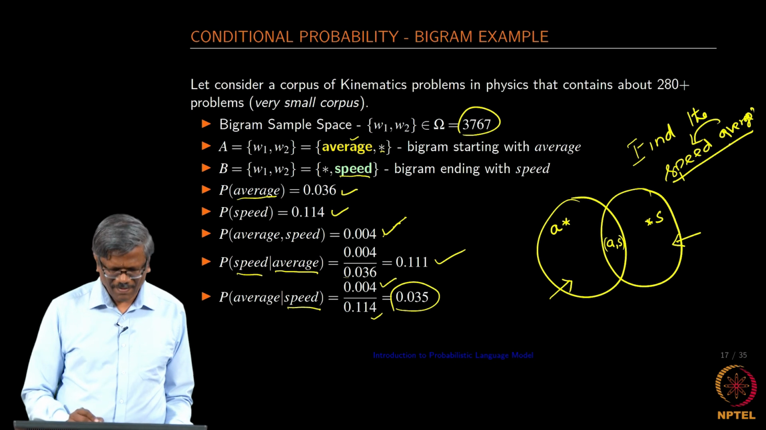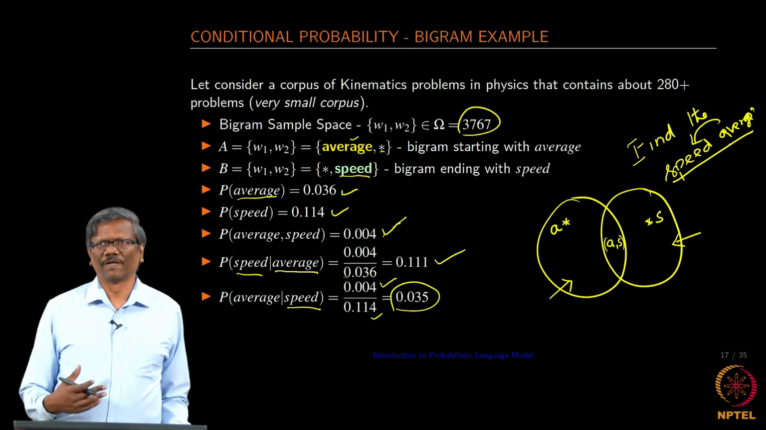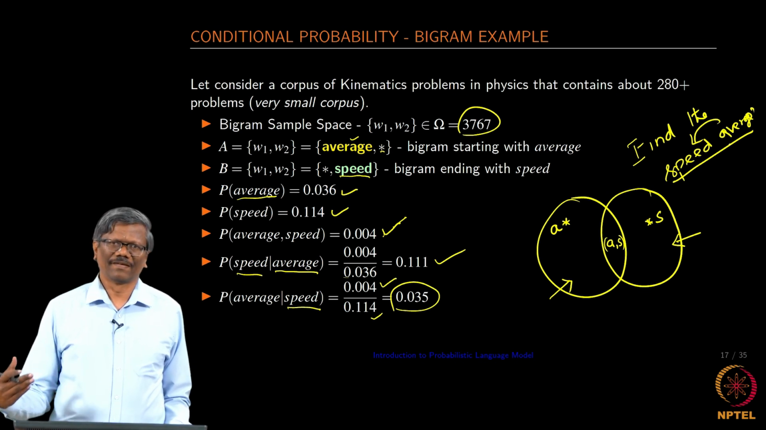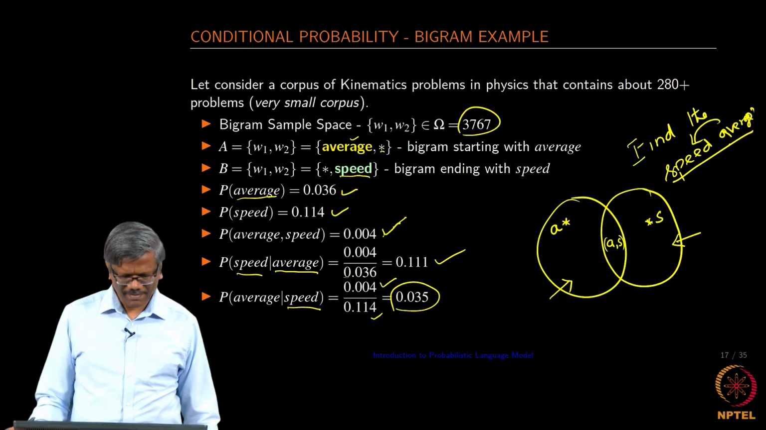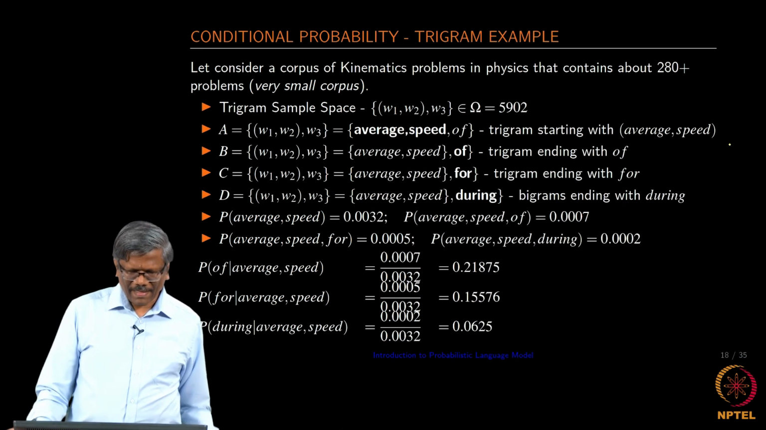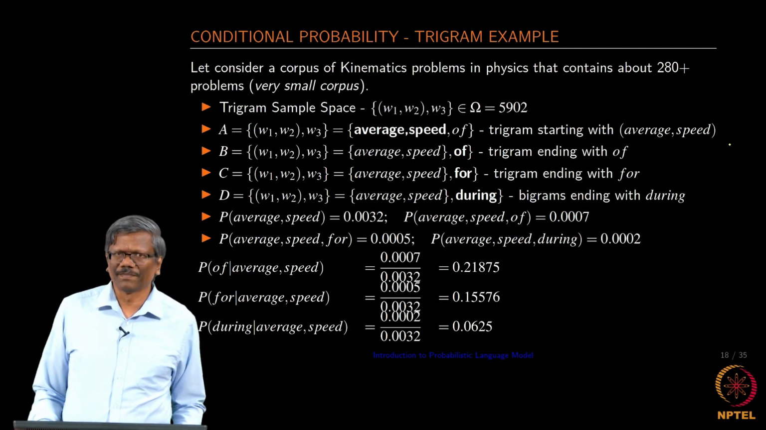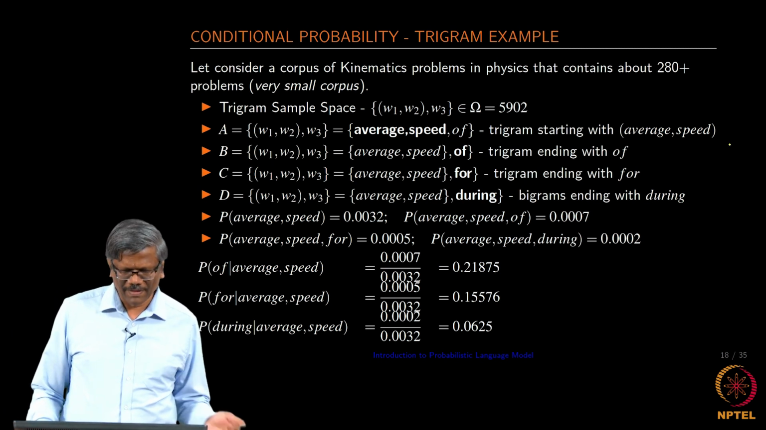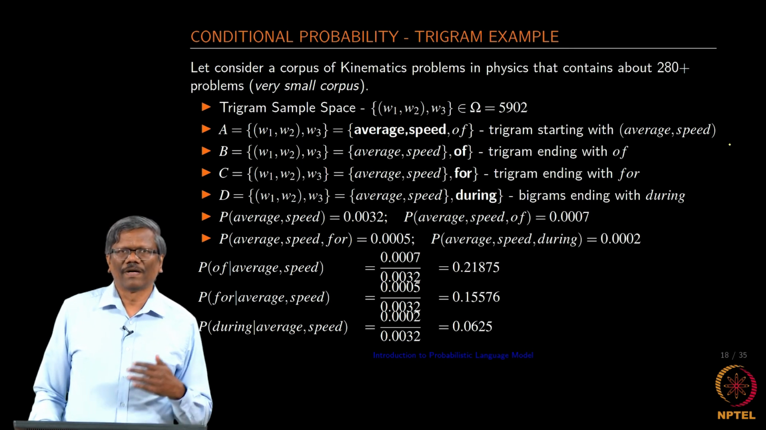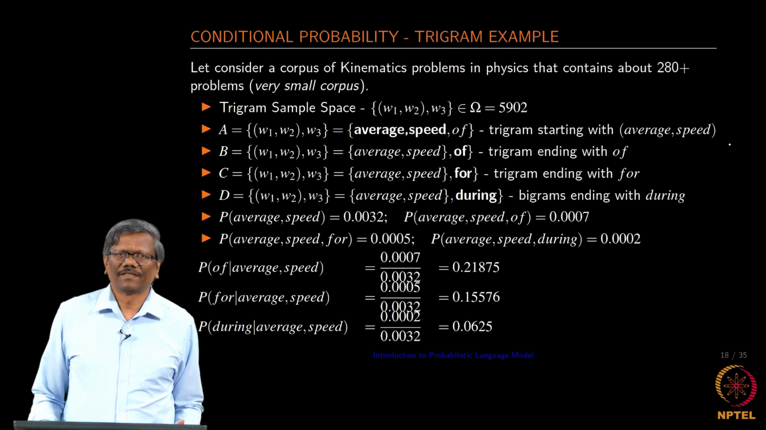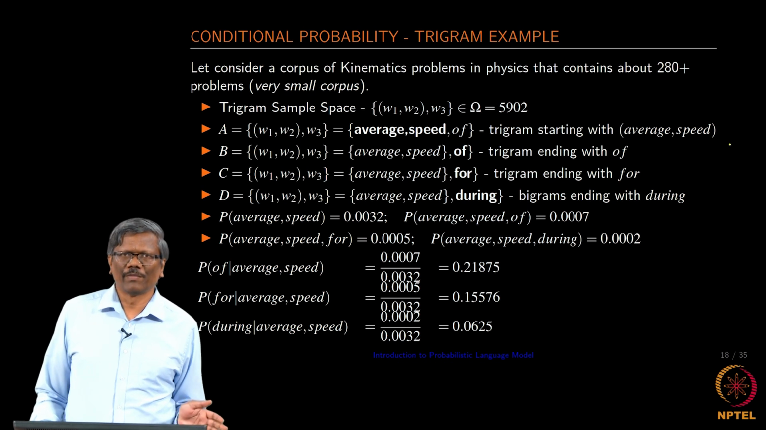So, in this way we will be able to find out whether the given sentence is the right sentence or wrong sentence. Okay. So, let us take another example of a trigram. I am taking the same corpus, it is very small, but in this case now I have taken 3 words at a time. So, now I am forming the trigrams.